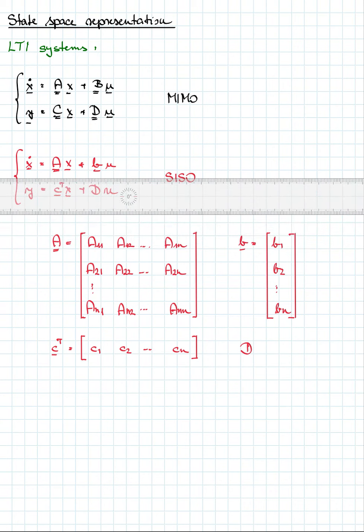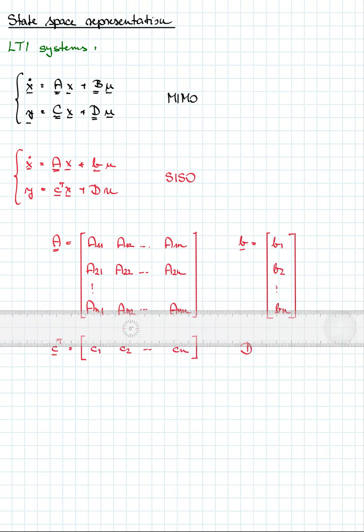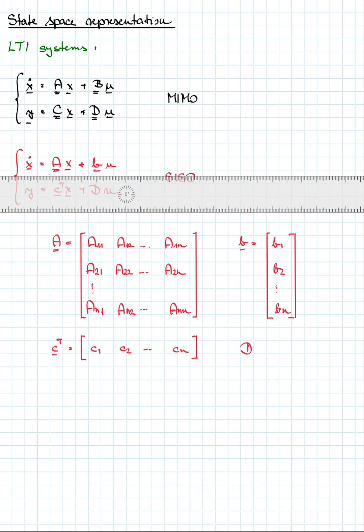The first equation is x dot, so we need the time derivative of the state vector, which is equal to Ax plus Bu. A is a matrix which has n rows and n columns, as I presented here with the details. So it's a quadratic matrix, an n by n matrix. B is a column vector with n elements. Of course, for the MIMO systems, the capital B has more than one column, so that is the only difference.